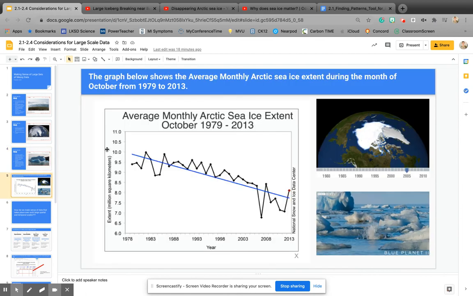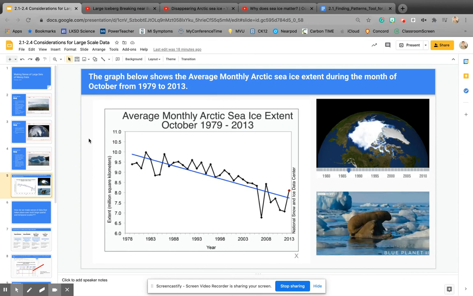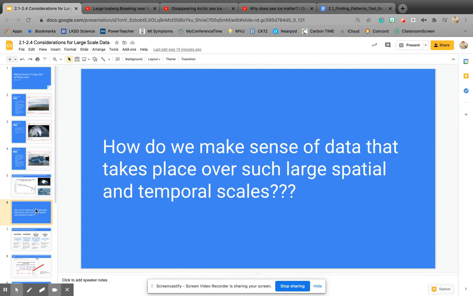Now, previously, you guys had graphed the average monthly Arctic sea ice extent, but you had done it for the month of September, right? This is a graph that shows the average monthly Arctic sea ice extent during the month of October. You're probably going to look at it and say, wow, that looks really similar to the graph that I did, and that's probably about right. And then notice that they did a trend line. Notice it's a straight trend line, so they did some real mathy math to get that. Again, probably similar to the trend line that you came up with on your own worksheet.